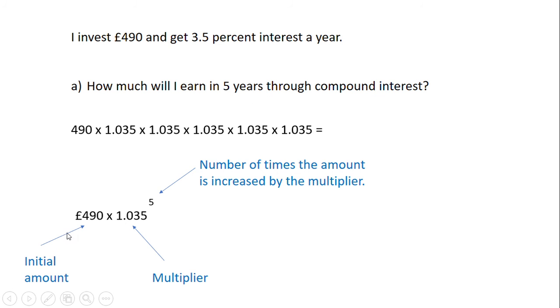Okay, so that's the initial amount we start with. This is our multiplier, and then that's the number of times the amount is increased by the multiplier. So because this is interest per year, every year we're multiplying it by this. So this is the power we're using for that. And just bear in mind that that could be every month, it could be every minute, it could be every hour. So however many times the amount is being increased, that is the power we use. It's not necessarily increasing every year. It could be increasing at a different rate.